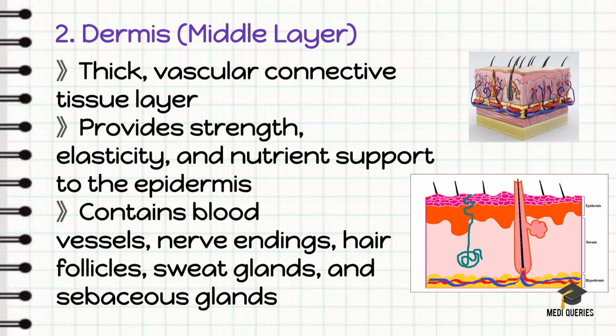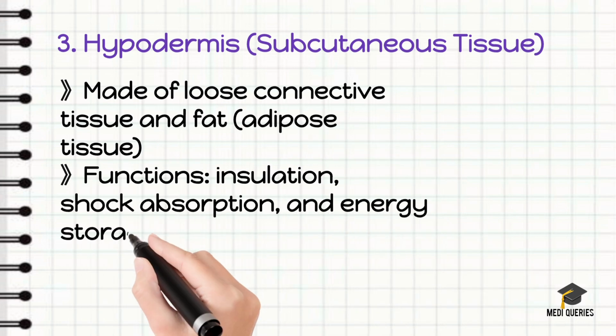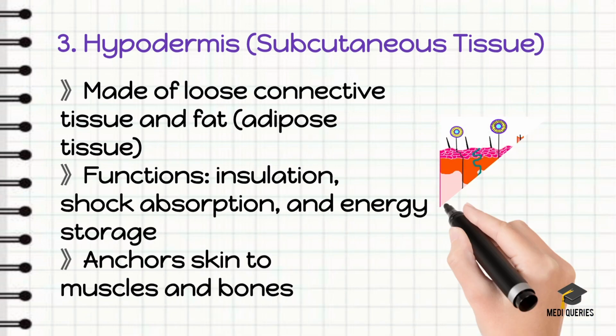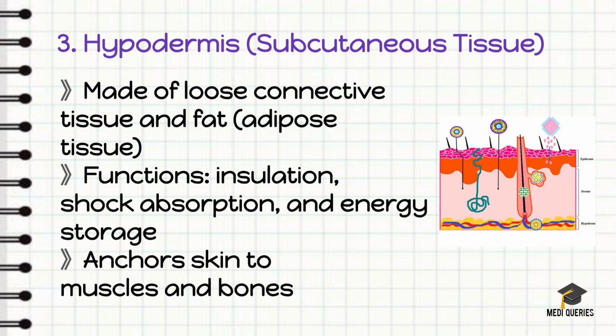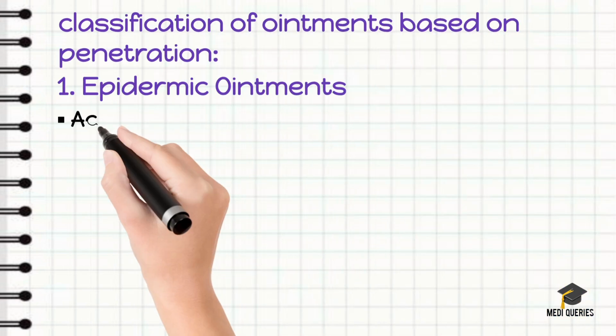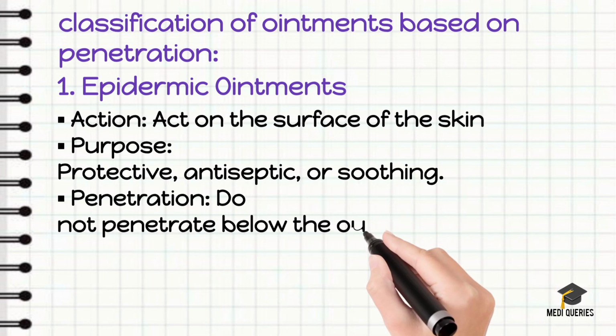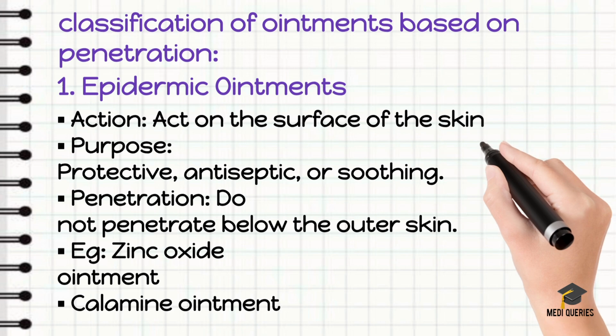And the third layer is the hypodermis, that is the subcutaneous tissue. Okay, it is made of loose connective tissue and fat, that is adipose tissue. The function of this layer is mainly insulation, shock absorption and energy storage. It mainly anchors the skin to muscles and bones. Okay, so these are the various layers of the skin. That is, the first layer is the epidermis, the second is the dermis, and the third is the hypodermis. Okay, so now we have some idea about the layers of the skin.